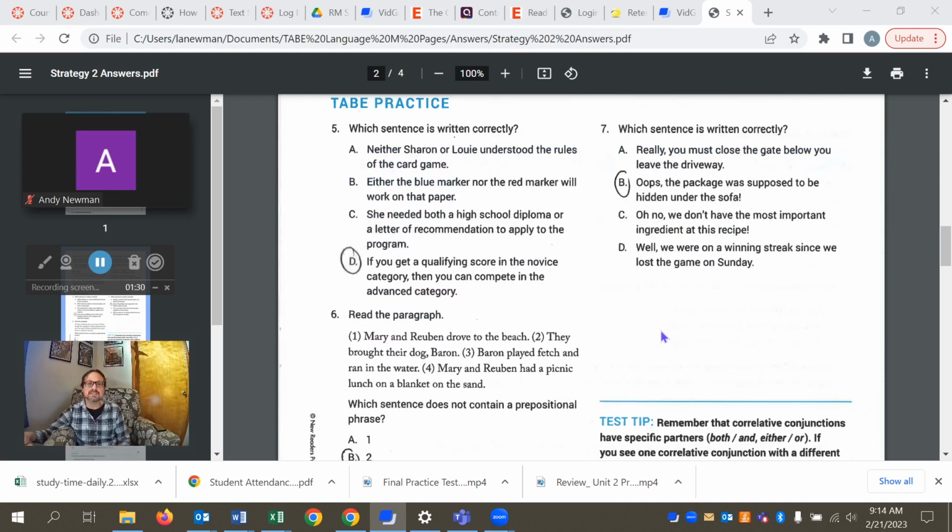Okay, number 5, which sentence is written correctly? In this case, it's D. "If you get a qualifying score in the novice category, then you can compete in the advanced category." So this is the correct pair of correlative conjunctions. Let's see here. If... then.